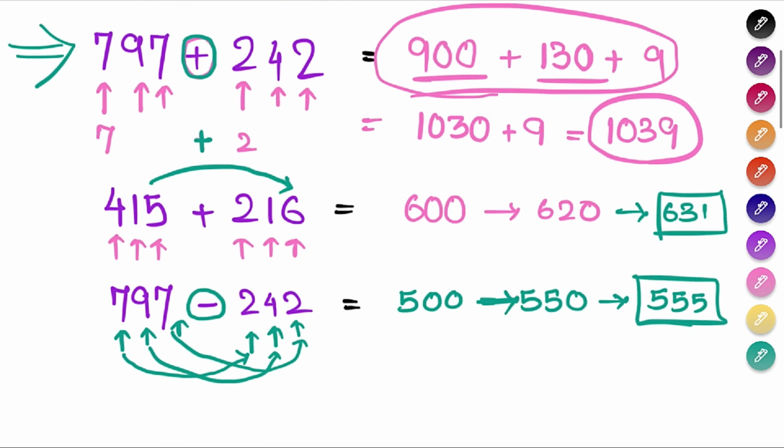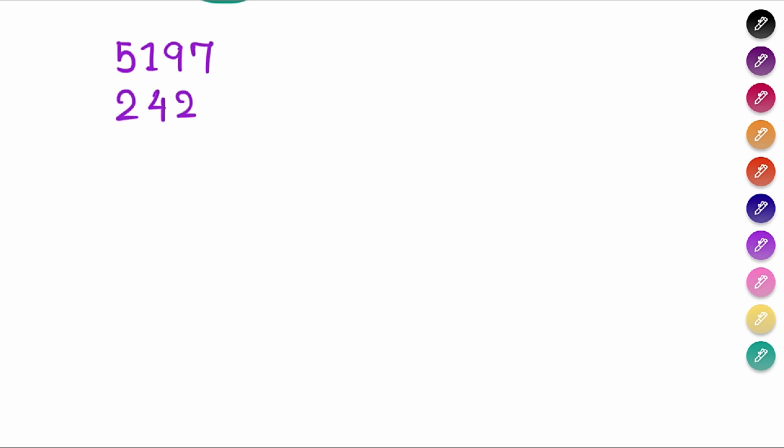You can apply the same method to larger numbers as well. Let me show this to you. Let us take another example. Suppose we have 5197, 2422, and we are asked to add this. Alright, the conventional method would be 7 plus 2, 9, 9 plus 2, 11, 1 carry 1, 4 plus 6, 4 plus 2, and 5 plus 2, 7. This is how we do it in the conventional method.